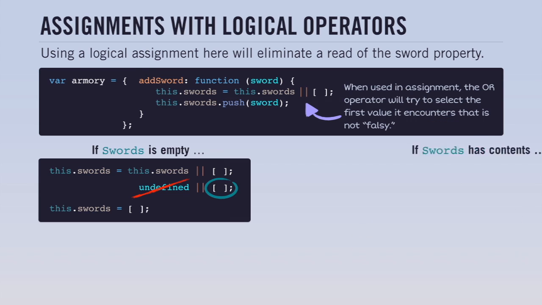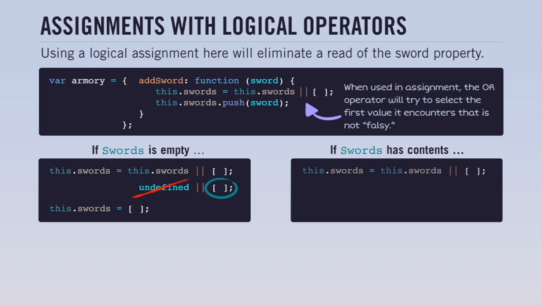So what happens if the swords property actually has something? It's actually got some contents. Let's take a look. So now when I set up my logical assignment, I will get some array that's got some swords in it, or the empty array. And since the array with some swords in it is truthy instantly to the OR operator, it's going to take that and assign it directly back to this.swords.